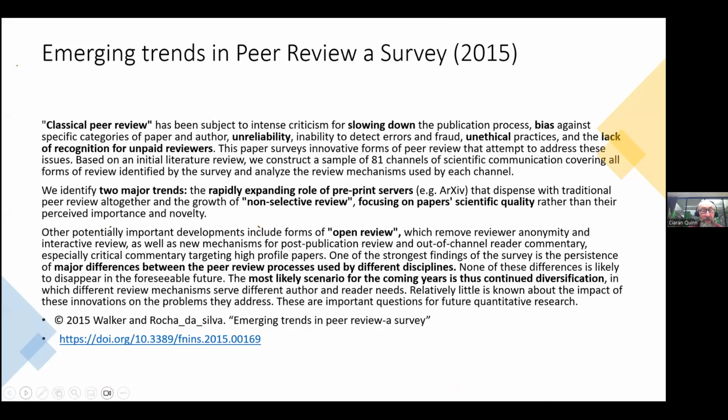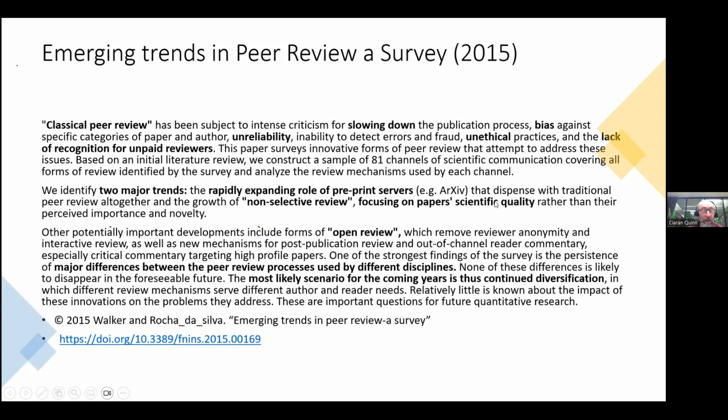And this is just an example. This is another survey that was done in 2015, and they're looking at emerging trends. They're talking about the whole classical peer review, things about slowing down, it's unreliable, there's unethical practices, lack of recognition for unpaid reviewers, which can be a problem. And they're seeing two major trends. So the rapidly expanding role of preprint services, we've all seen that. Preprints are even appearing on the main databases like Web of Science now.